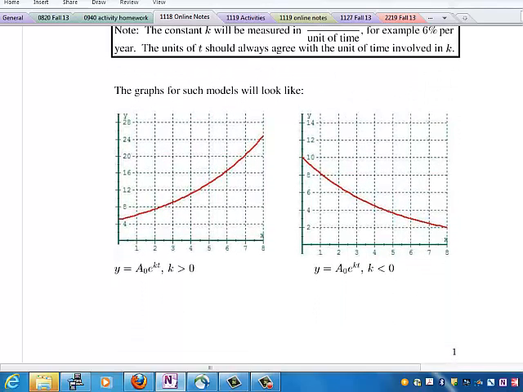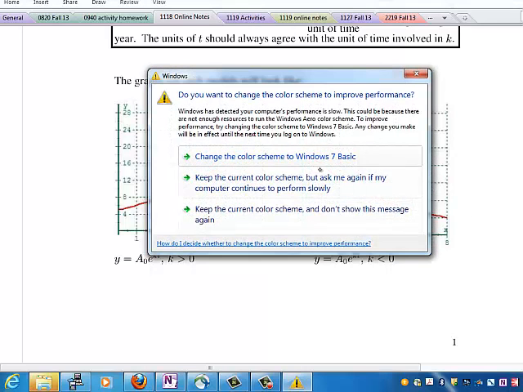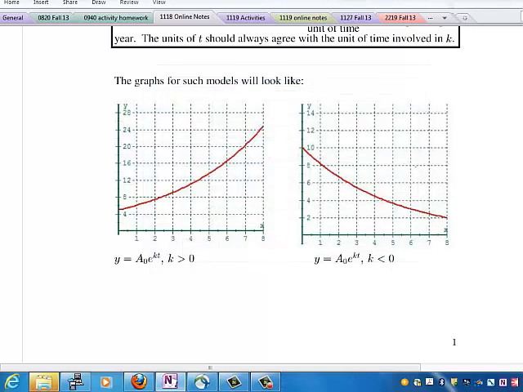The models are going to have graphs that look like this. If k is positive, we'll have what we picture as exponential growth. If k is negative, we'll have what's called exponential decay. We'll have an exponential function that's getting smaller, closer to 0 as time goes on.